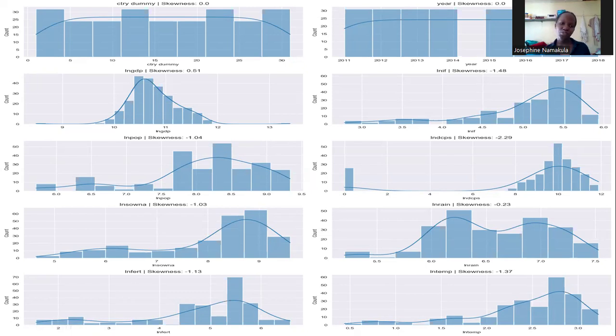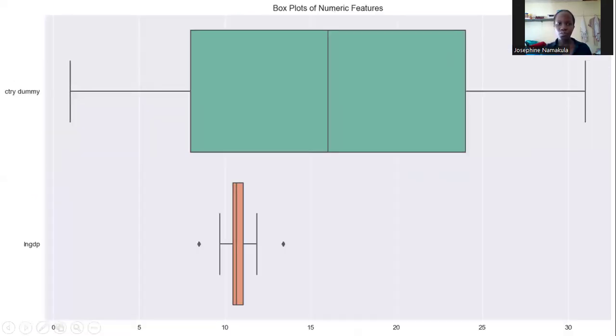This one shows us how skewed the data is. It shows us the central tendency of the data. This one is right skewed, this one's also right skewed, and this one too, because most of the data in the data set were right skewed. They were not in the middle, but this one was in the middle, even this one. So when I move to the next slide, I find two box plots, in which I plotted country dummy with NGDP.